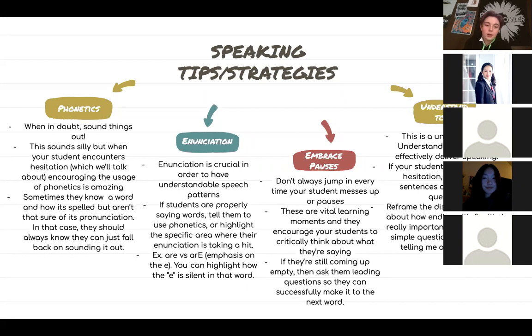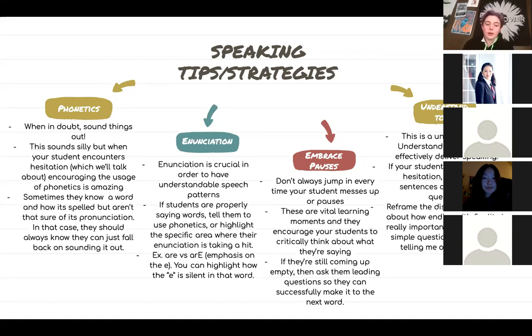Enunciation is crucial to have understandable speech patterns. If students aren't properly saying words, tell them to use phonetics. Highlight specific areas where enunciation is taking a hit, or which words, which letters are more emphasized, which you can very much tell in the phonetic spelling of a word. Of course, you don't need to show your student the phonetic spelling every time.